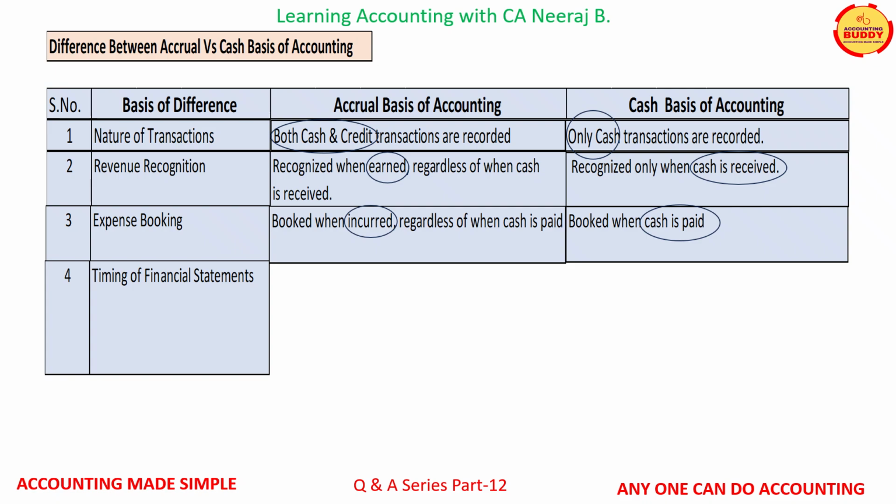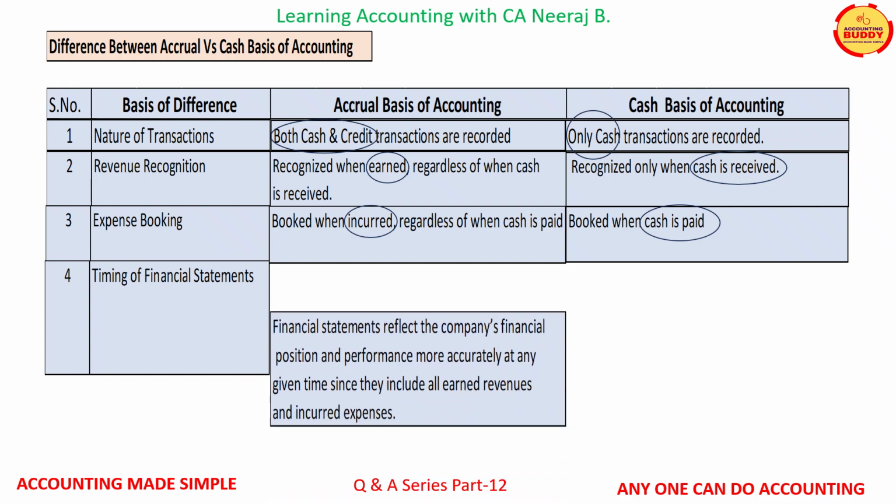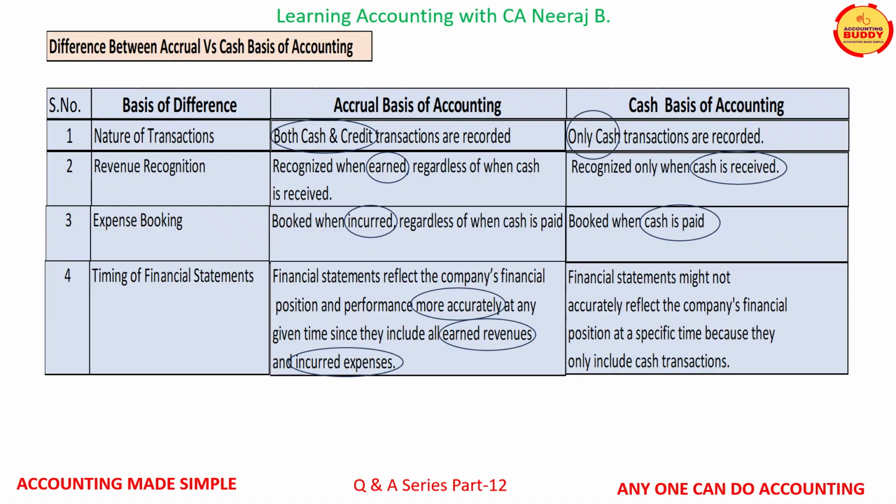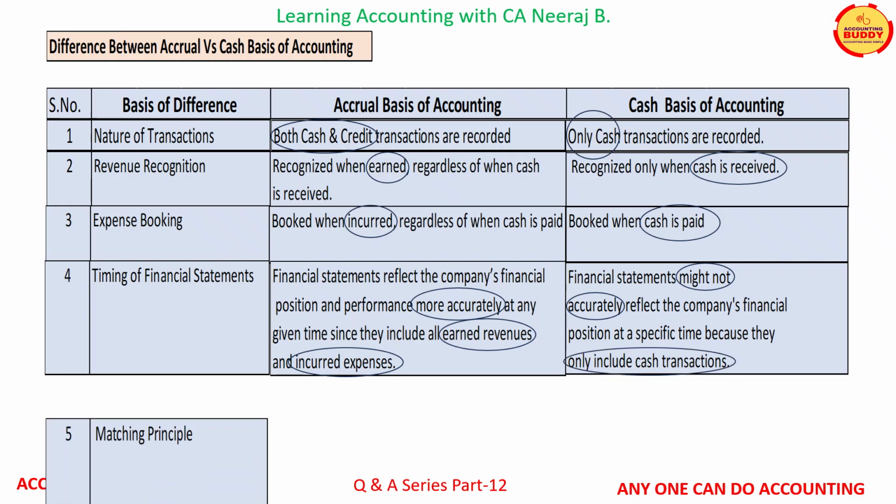Number four, timing of financial statements. Under accrual basis of accounting, financial statements reflect the company's financial position and performance more accurately at any given time because they include all earned revenues and incurred expenses. While under cash basis of accounting, financial statements might not accurately reflect the company's financial position at a specific time because they only include cash transactions.